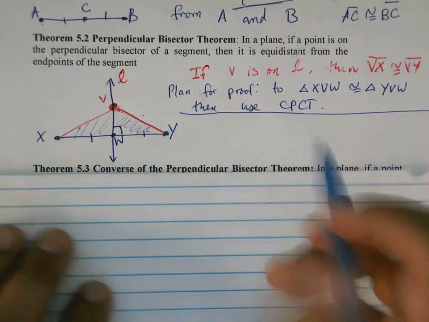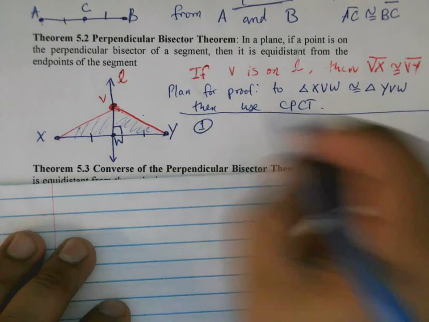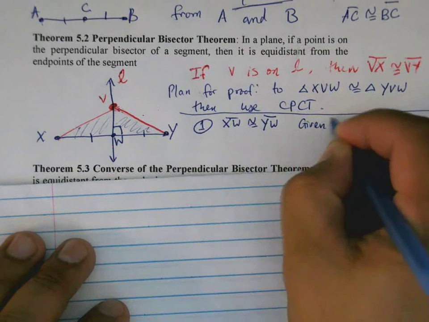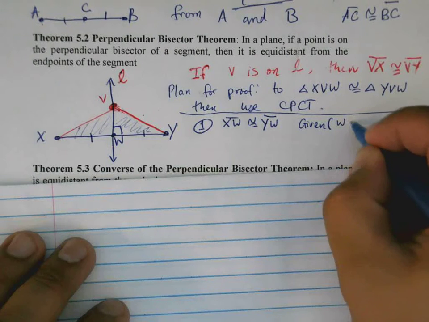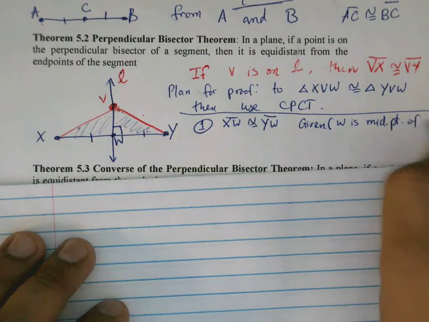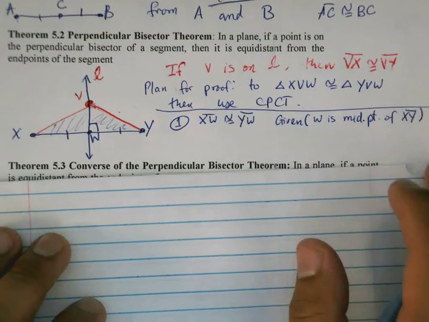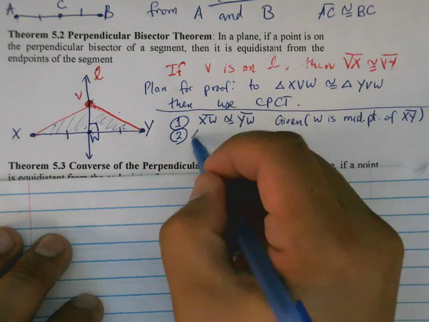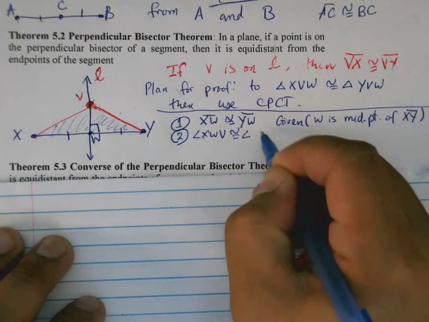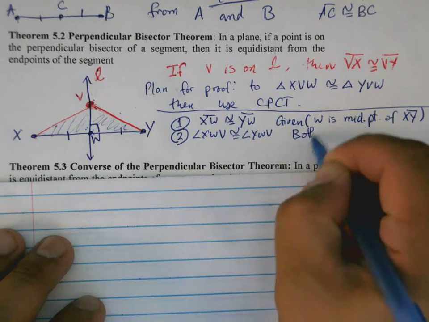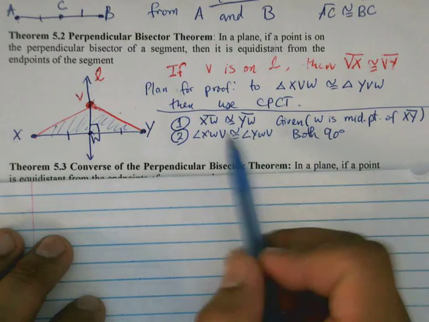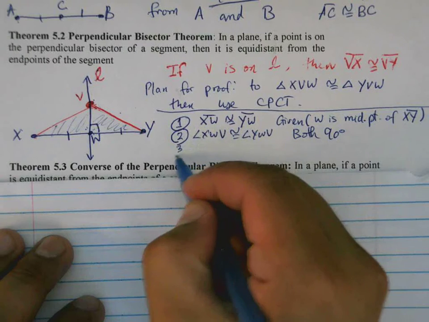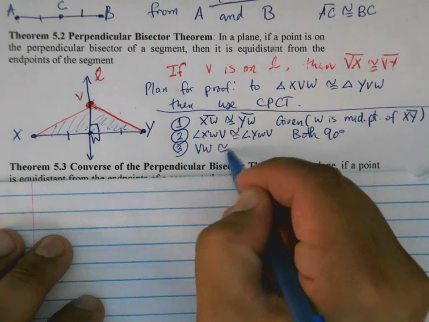From the picture here, one of the things that we can start with saying is that XW must be congruent to YW. This is given, and another reason is that W is the midpoint of XY. Next, the two angles down here are congruent, angle XWV and angle YWV, because they are both 90 degrees. Now we have a side and an angle, and the third side that we're going to use is by the reflexive property. So VW is congruent to VW. That's reflexive.